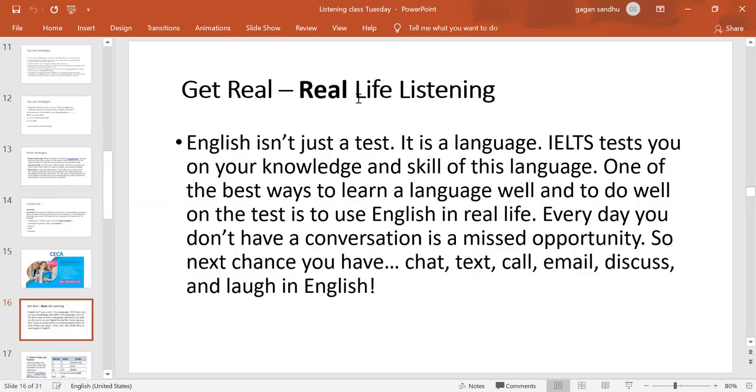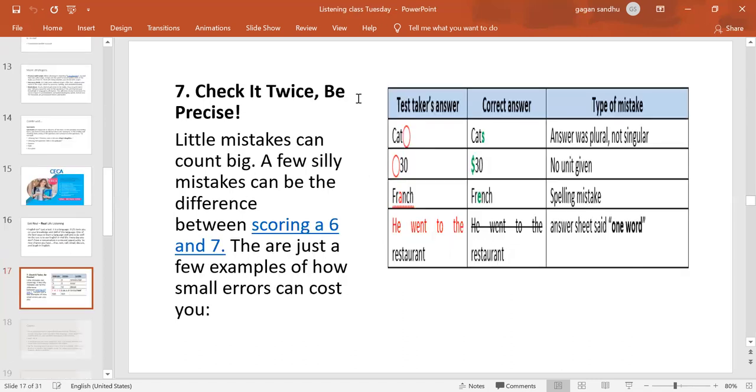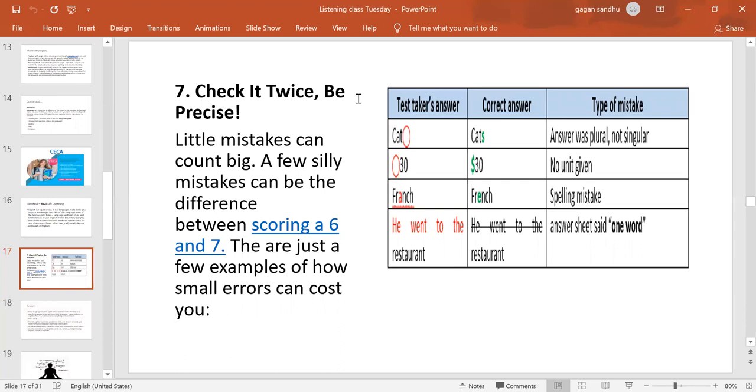And definitely, when you will be in the test zone, before that, give good practice, because this is the one module where you can score 9 as well, right? And I know the targets are 8, but this is the module, if you are practicing in a better and more accurate manner, definitely nobody can stop us getting 8 easily, and even the 9 as well, as we just heard a result yesterday. So check it twice, be precise.